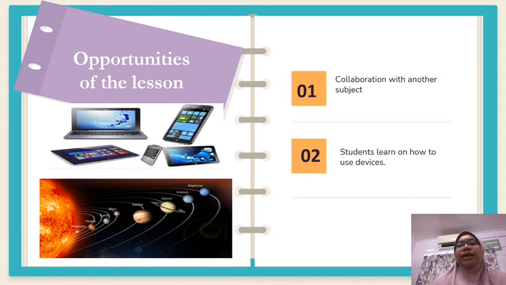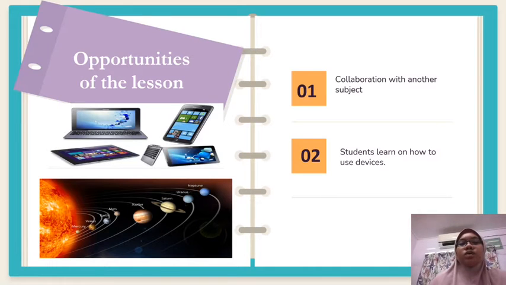The second opportunity is that the students will learn how to use devices, because some of the students do not like to use gadgets. They prefer the traditional method. But living in our country, a fast developing country nowadays, we can't run away from having to learn about devices, because they will be needed later, for example during our working time.